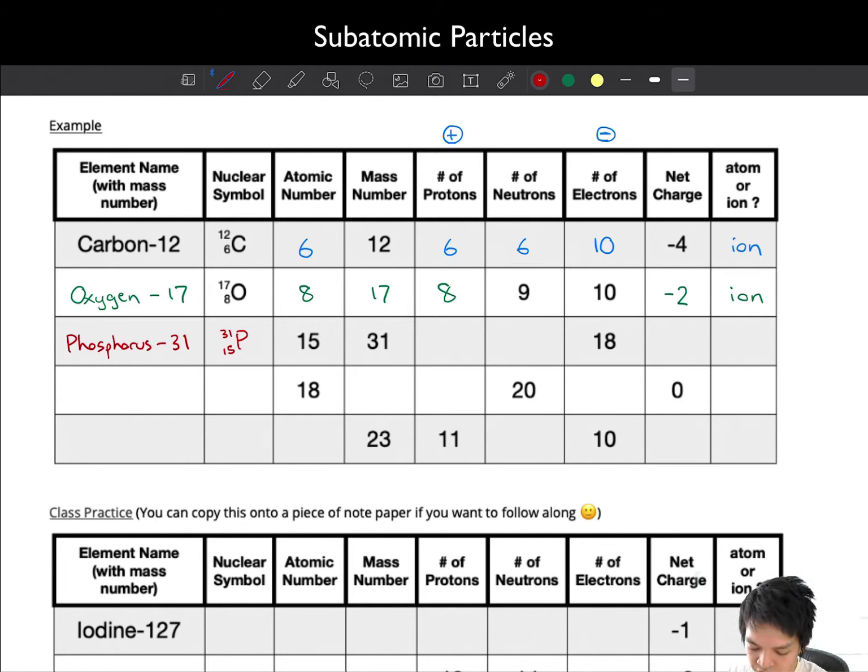Now what we're missing is the number of protons. Easy, because I know the atomic number. Protons and atomic number are always the same. Number of protons is 15.